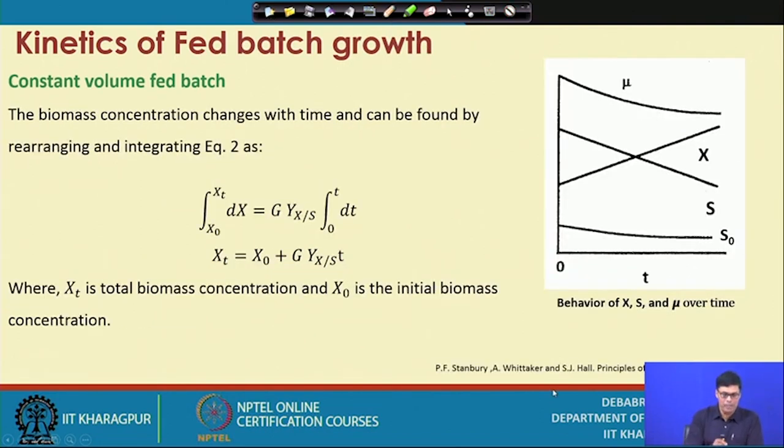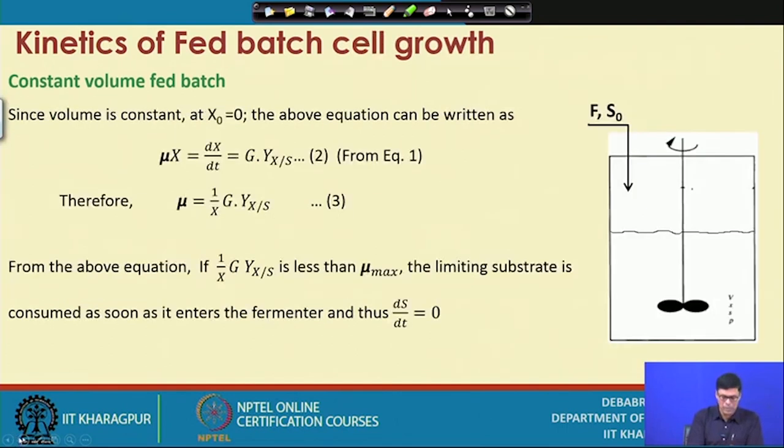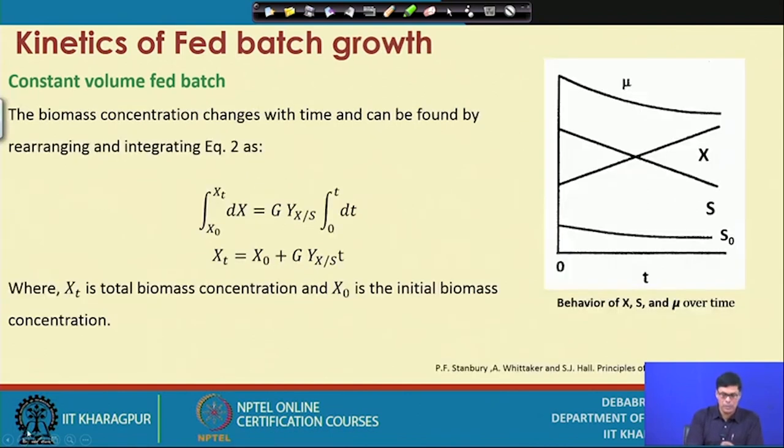Now, finally, we have this equation. We can write dx equals G into Y x by s and dt, and integrate from 0 to t in this particular system. So, we can have x t equals x0 plus G into Y x by s into t. xt is the total biomass concentration, x0 is the initial biomass concentration. So, this is how we can analyze this system.